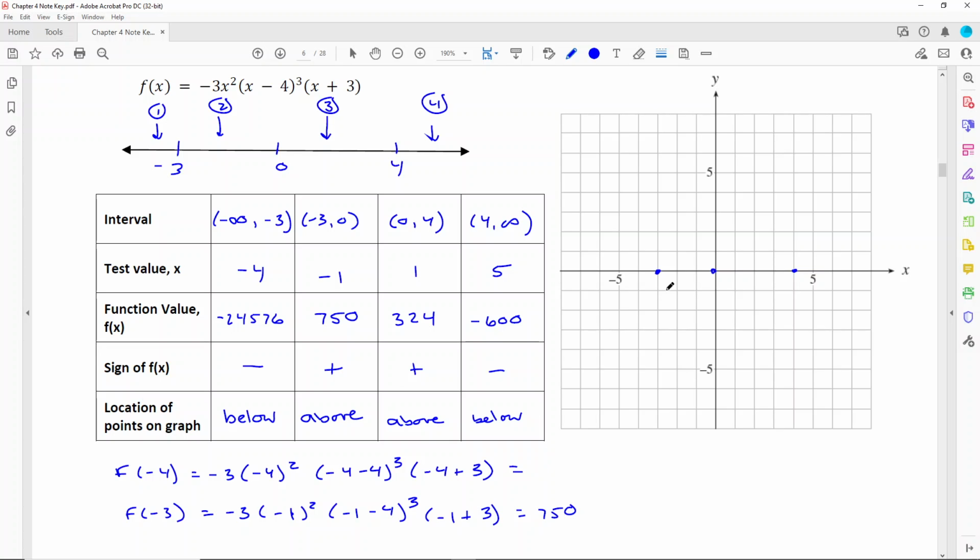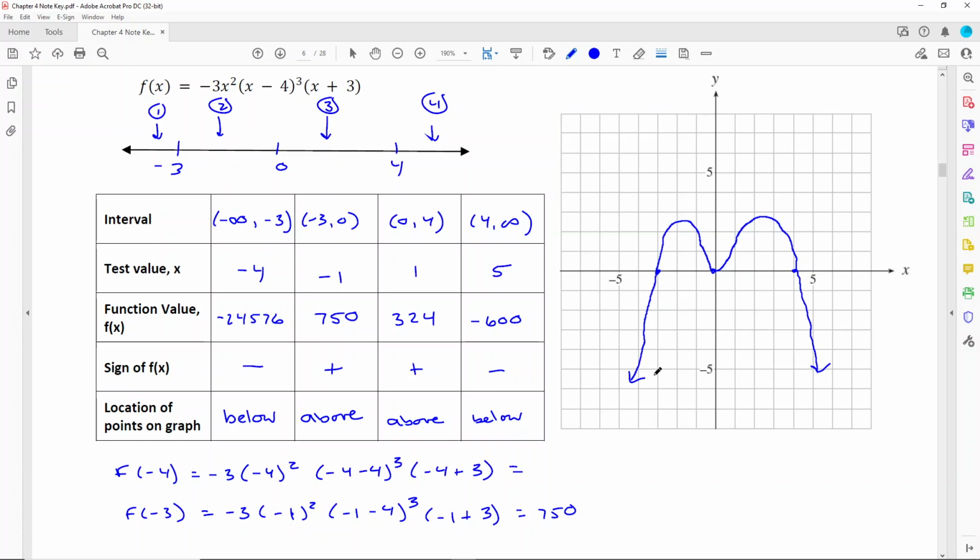Well, now I know that when I'm approaching this x-intercept from this interval, my y values are negative, so I'm going to start below the x-axis. Then between these two x-intercepts, my graph will be above. Between the next two x-intercepts, my graph's above again, which means I have to turn around. And then my fourth interval, which is to the right of 4, it goes below, so I have to cross through again. So this is the sketch that this method would give me.